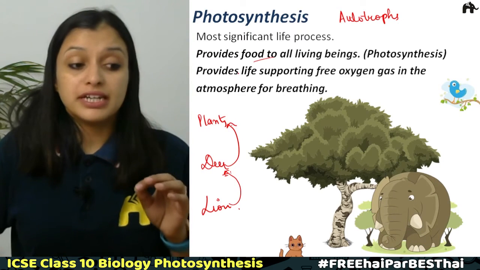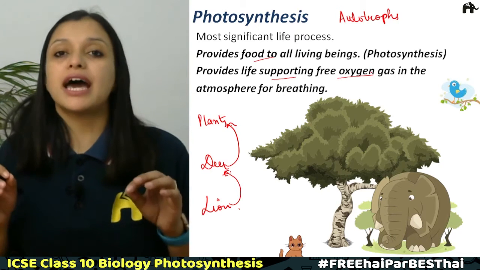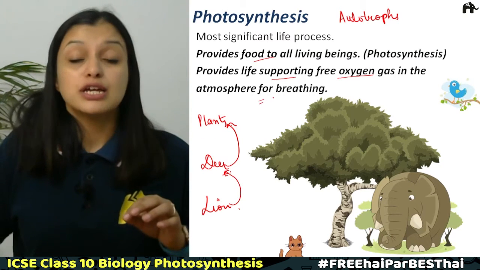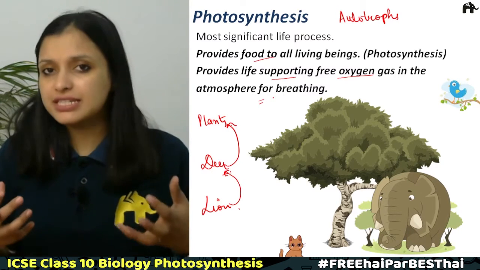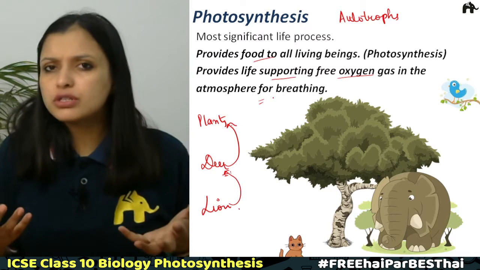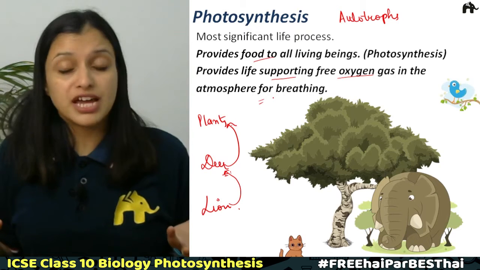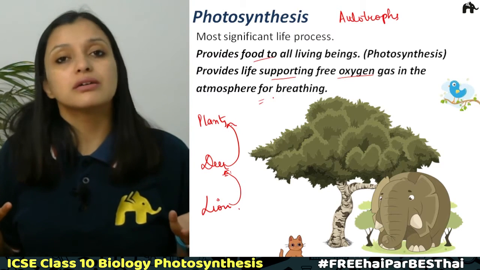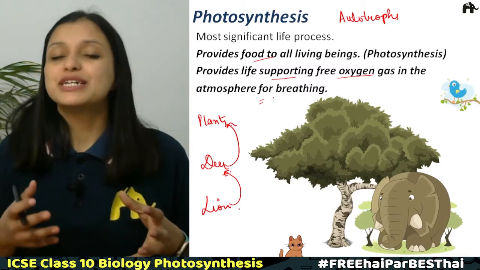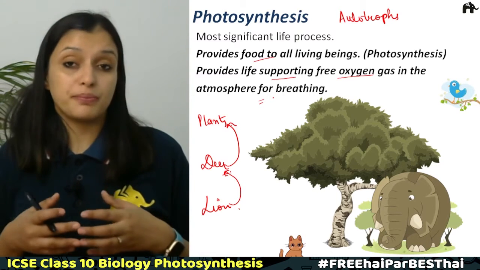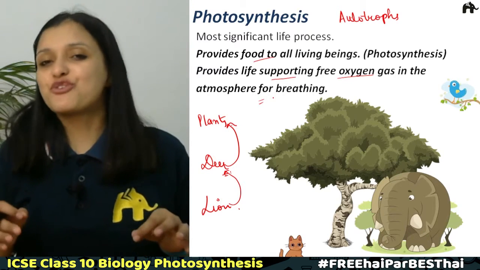Now, photosynthesis provides life-supporting free oxygen gas in the atmosphere for breathing. So oxygen gas is very, very essential, right? If there is no oxygen, we won't be able to breathe. Many cellular processes won't happen, and ultimately we are going to die. Correct? So I hope the basics are clear. Let us move on to our next topic, coming into more depth.